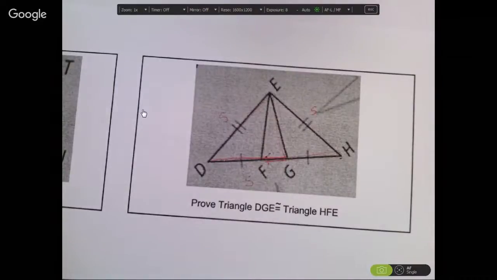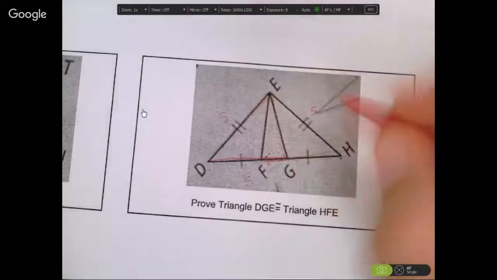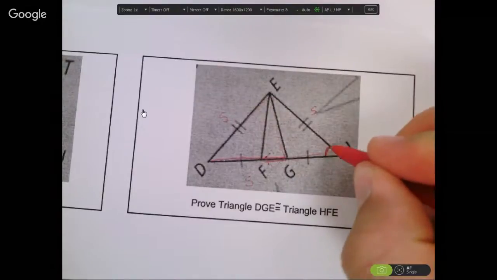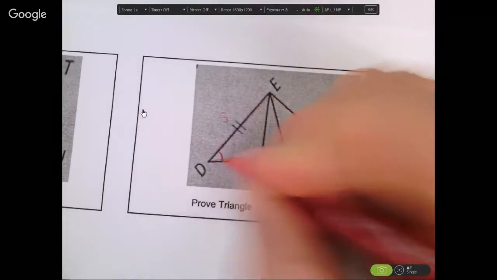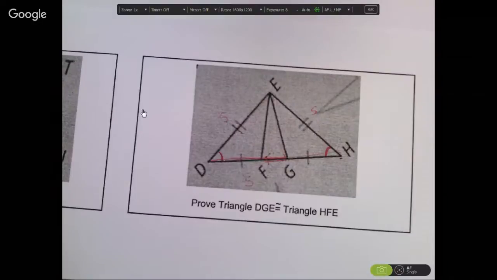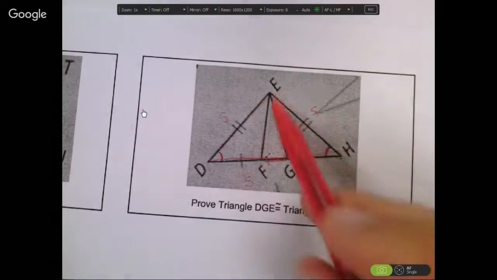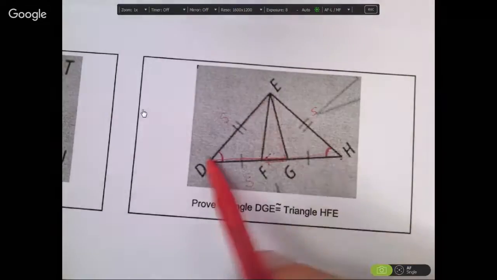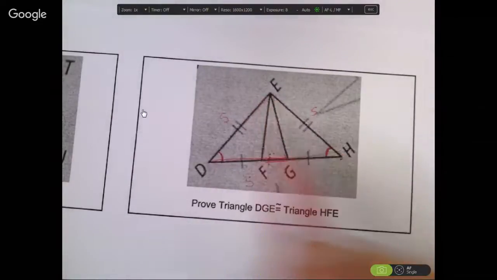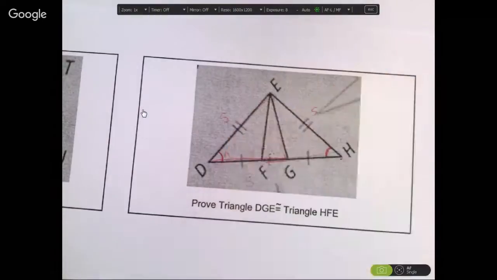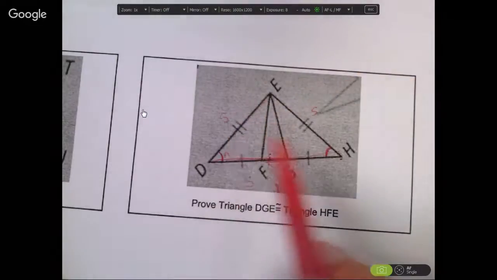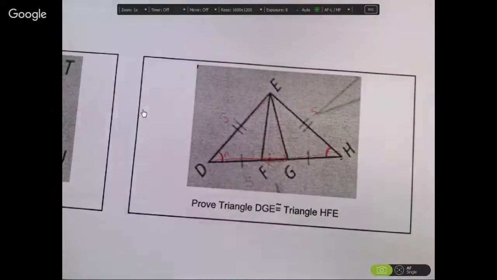Then I'm going to point out that we can say that this is congruent to this. Why? Because this big triangle is isosceles. So if this is isosceles, then we can say that their base angles are congruent. So there's our angle. So we're going to end up using side, angle, side. We just now need to go through the steps.